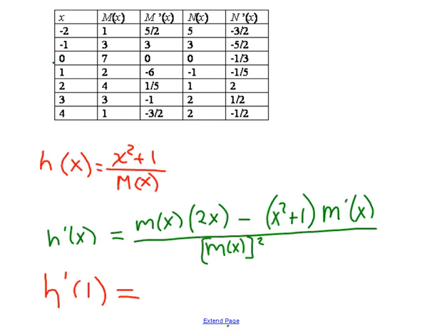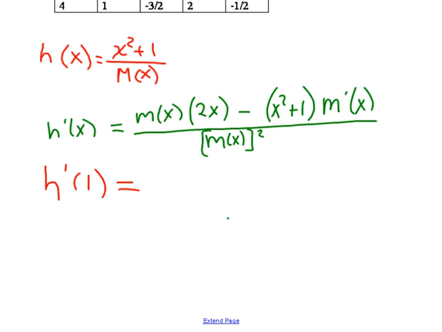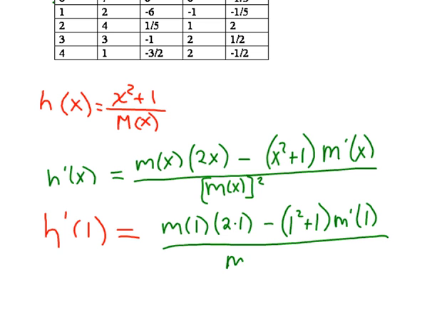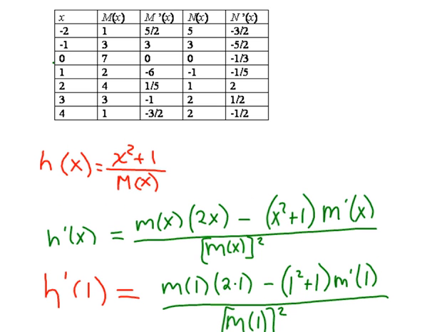Now I just plug the 1 in there. So I'm going to do m of 1 times 2 times 1 minus 1 squared plus 1 in parentheses, and m prime at 1 all over m of 1 squared. All right, then I just go to my table and look at what I got going here. So I got m of 1. M of 1 is 2.